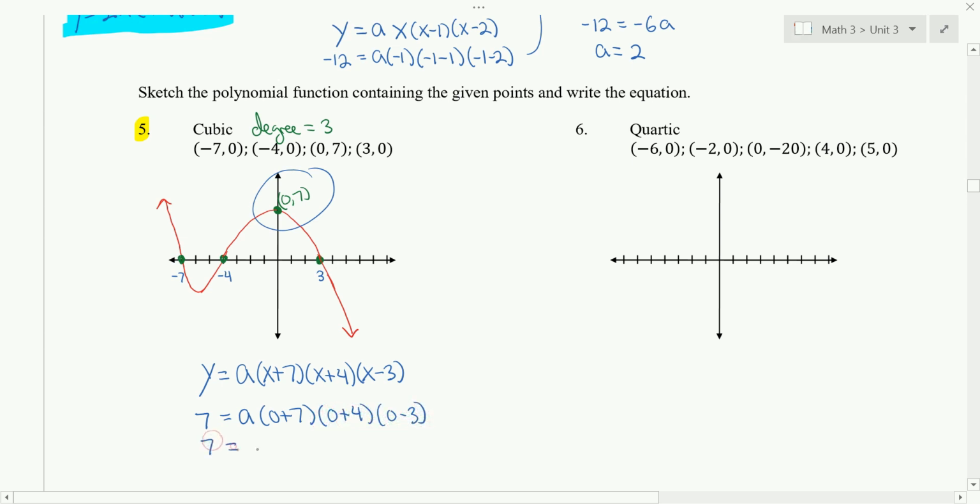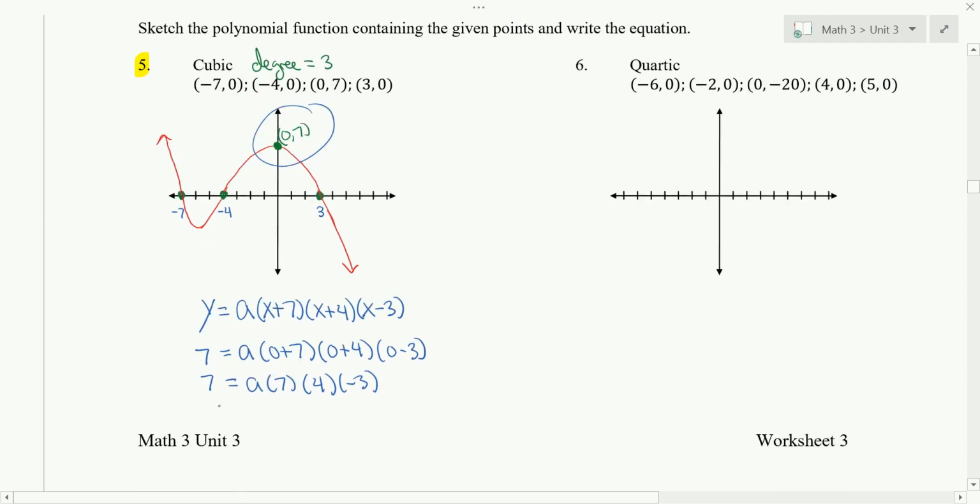And we get 7 is a times 7 times 4 times negative 3. So I'm going to divide both sides of the equation by 7, and I get 1 equals a times 4 times negative 3, or 1 equals a times negative 12. So divide by negative 12, and you get negative 1 over 12 is a.